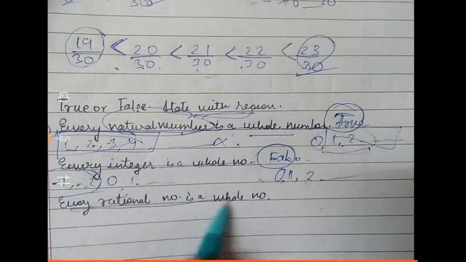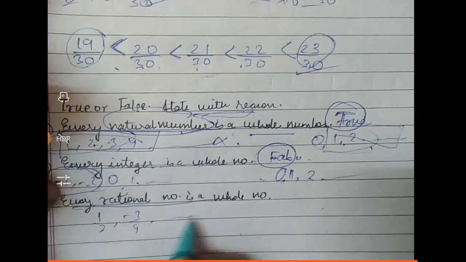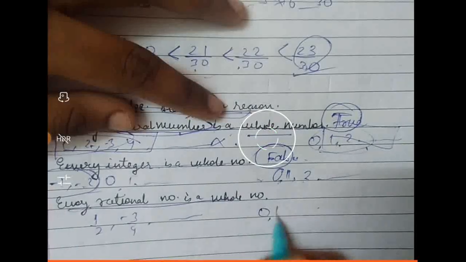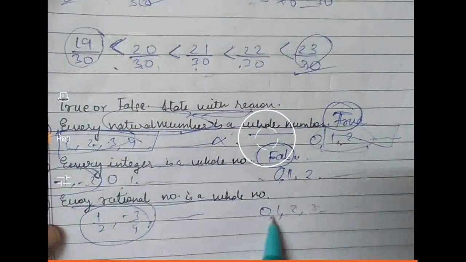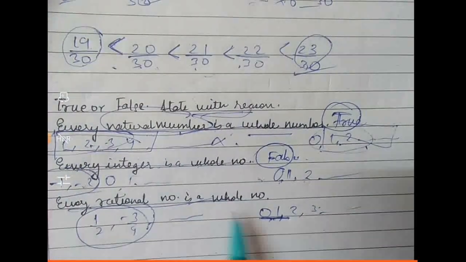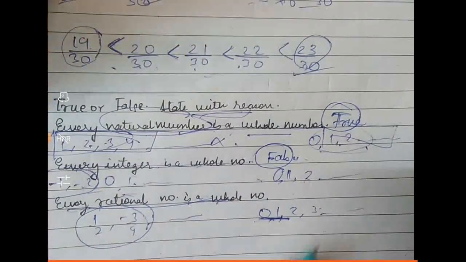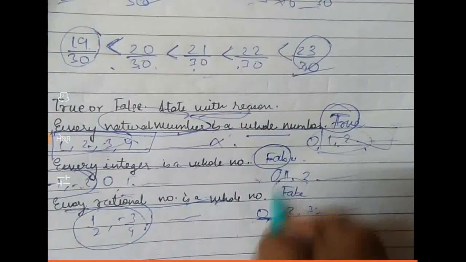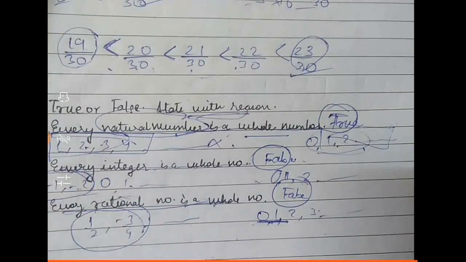अब every rational number is a whole number. rational numbers में क्या आता है? 1/2, -3/4, ऐसे से कोई भी नंबर आ सकते हैं. whole number 0, 1, 2, 3 ऐसे स्टार्ट होता है. तो क्या ये नंबर तुमको इसमें मिलेंगे? नहीं मिलेंगे, राइट? हर rational number whole number नहीं होता है, बल्कि whole number rational number हो सकता है, बट rational number whole number नहीं होता है. ये स्टेटमेंट भी false है. Only your first statement is true, the second and third statement is false.